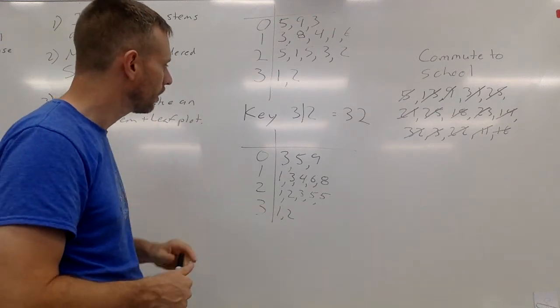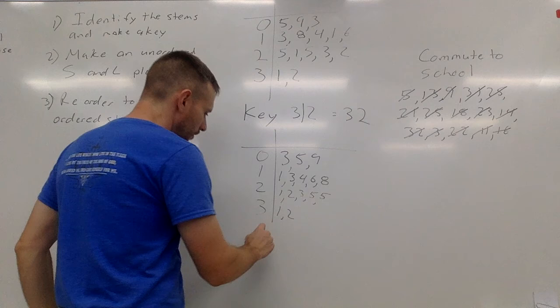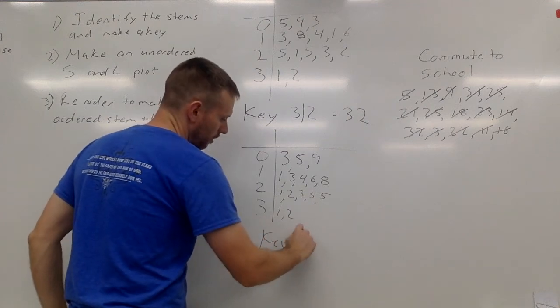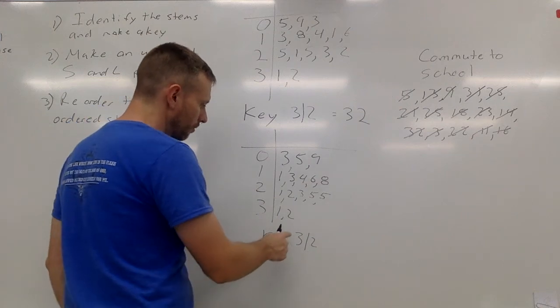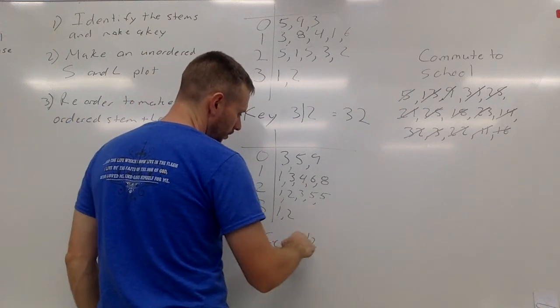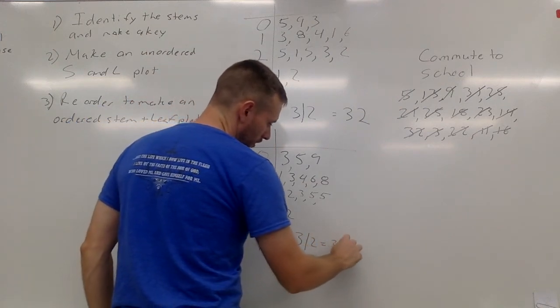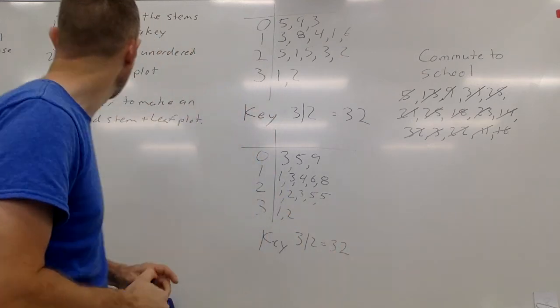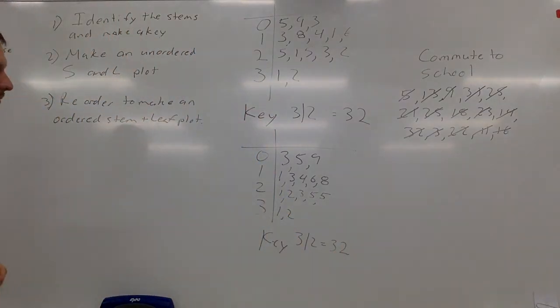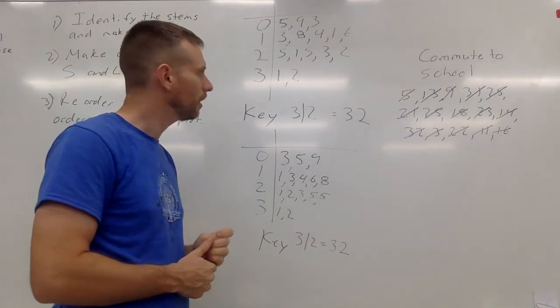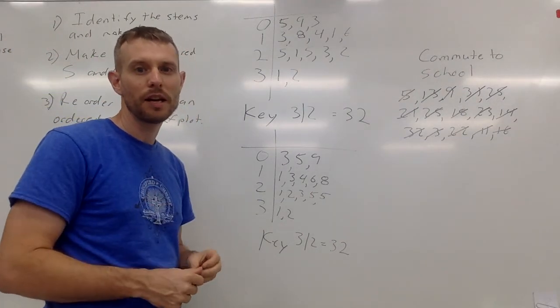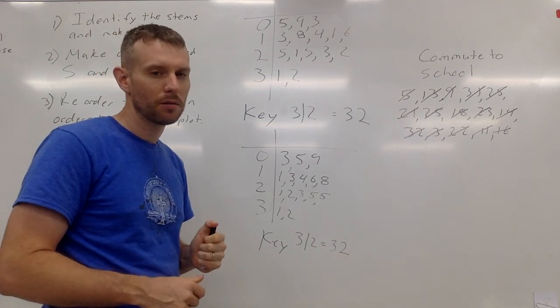But here is my now ordered plot. Don't forget the key. By the way, it doesn't have to be the biggest number. It could be 2 line 1 equals 21, but I'll just leave it like this. Okay, so we make an ordered stem and leaf plot. And that is really the summary of stem and leaf plots. As I said, in the next video, we'll take this data and we'll make a box and whisker plot with it.